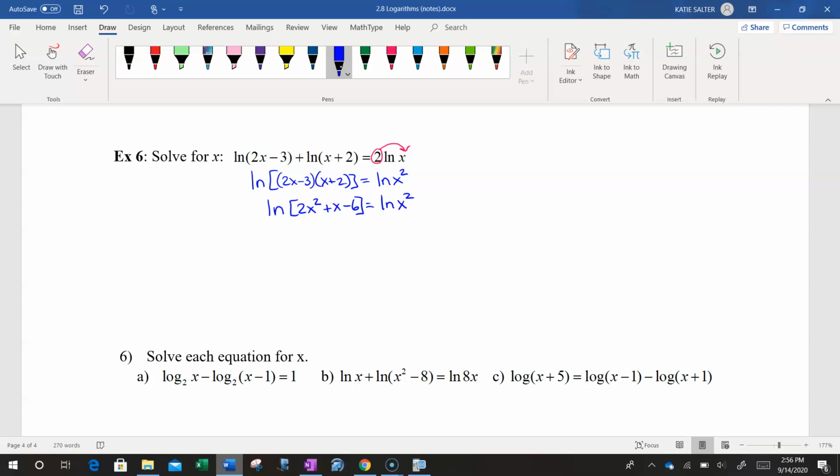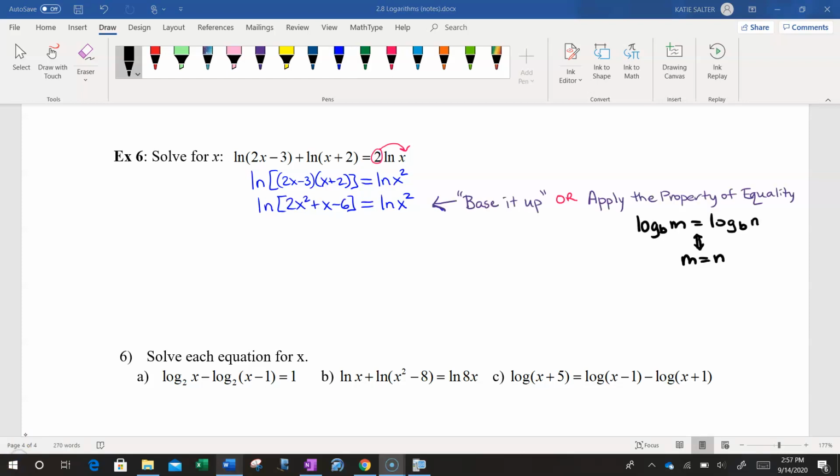At this point, we can now base it up on each side or apply the property of equality. So in this case, because we now have condensed it and we have a natural log equal to a natural log, property of equality says that what's inside them must be equal. We couldn't do that in example 5 because we only had a logarithm on one side. Or we can base it up just like we did in example 5. The only difference here is when we base it up, and remember, because this is a natural log, the base is e, so I'm going to e it up on each side.